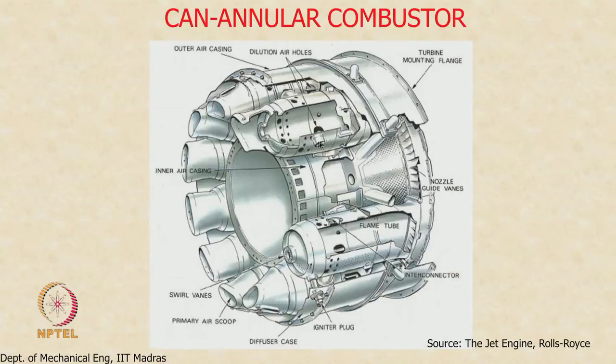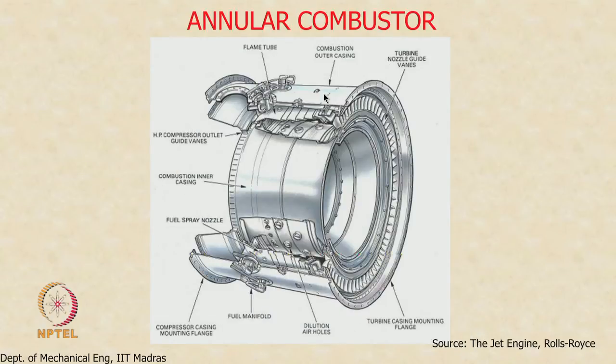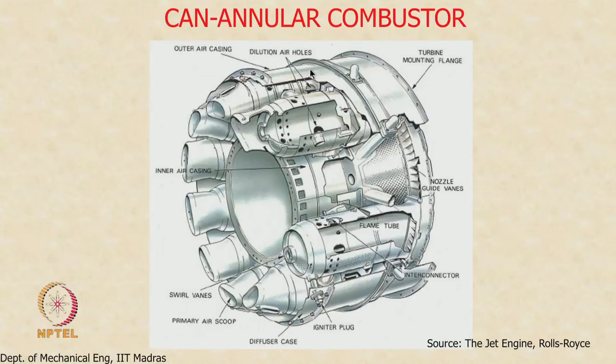The can annular combustor is the hybrid. Okay. Again, this end connects to the compressor, this end connects to the turbine, and again you see these blades which direct the hot gas flow onto the low pressure turbine blades. And you see the difference now between the can combustor and this. Notice that the outer air casing is the same for all the cans. The outer air casing runs across the entire circumference, just like this one here. So, in the same way, this one also, the outer air casing runs across the entire circumference. Inner air casing also runs across the entire circumference, just like the annular combustor.